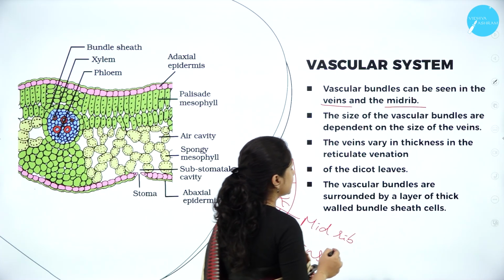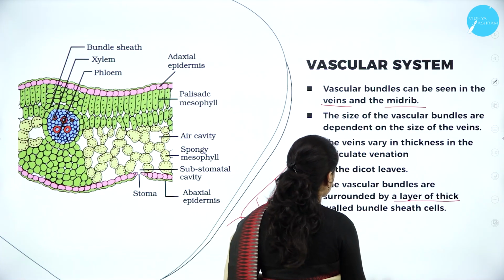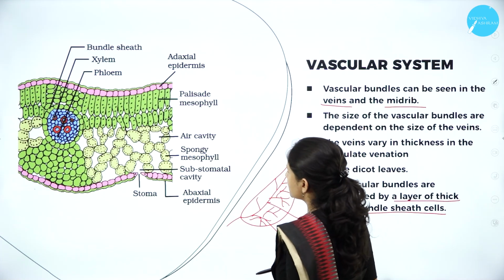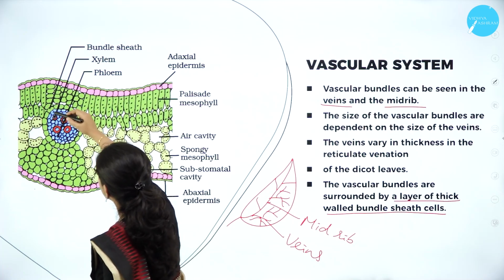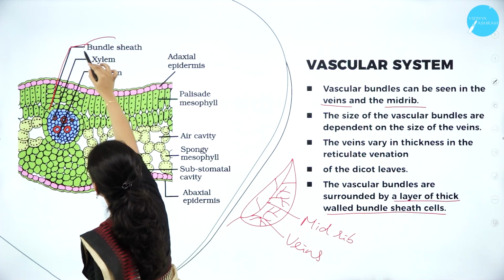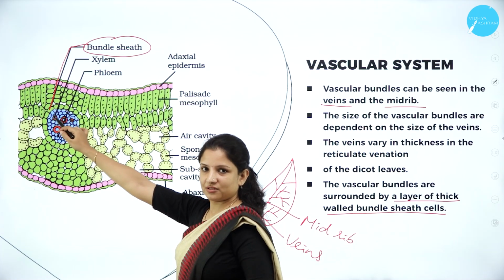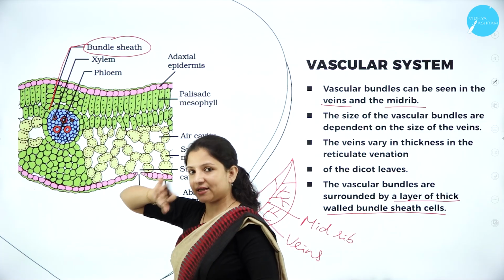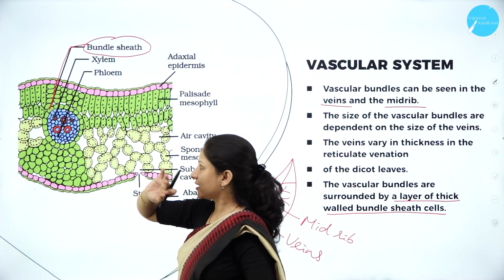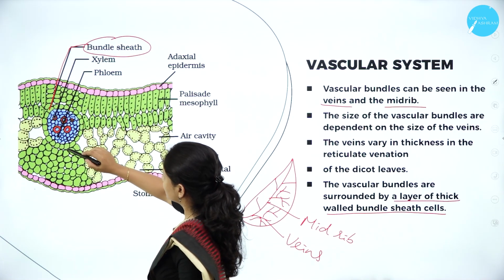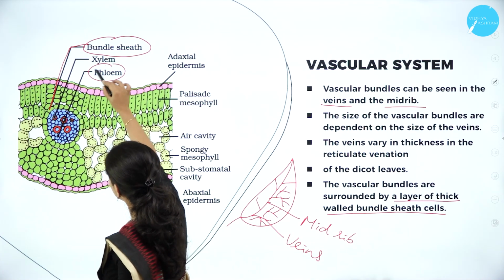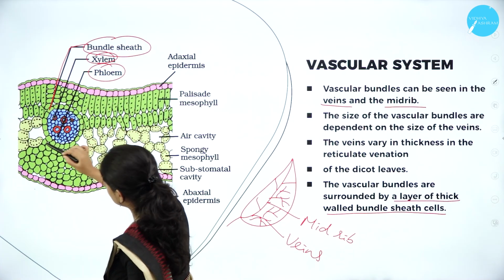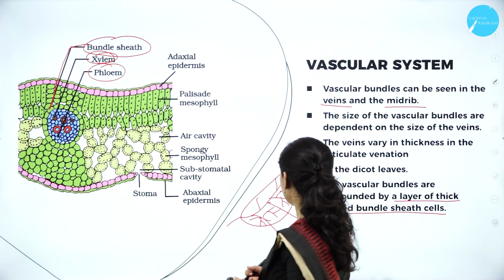And the vascular bundles are surrounded by a layer of thick-walled bundle sheath cells. So if you can see the vascular bundle, they have the bundle sheath cells which are thick-walled. So this is this layer. It is called the bundle sheath cell. We can't call it the endodermis here because it surrounds the vascular bundle. In the root, the endodermis was surrounding the pericycle, right? It was present just below the cortex. Here, entirely there is a vascular bundle. The phloem is inside and then the xylem, and covering it entirely we can see the bundle sheath.